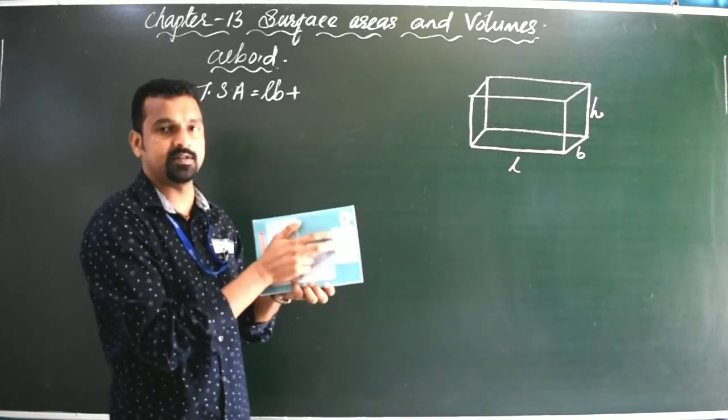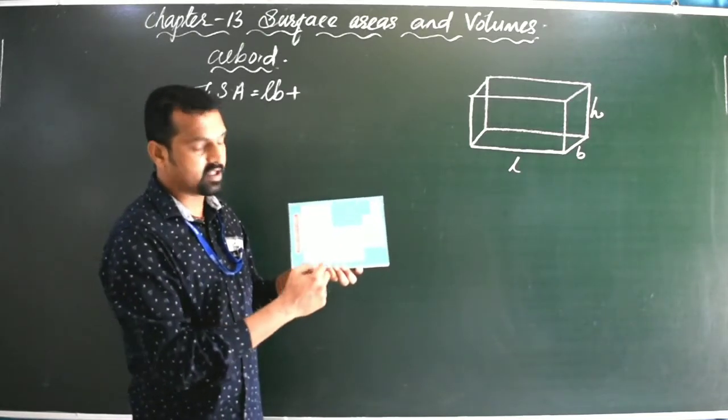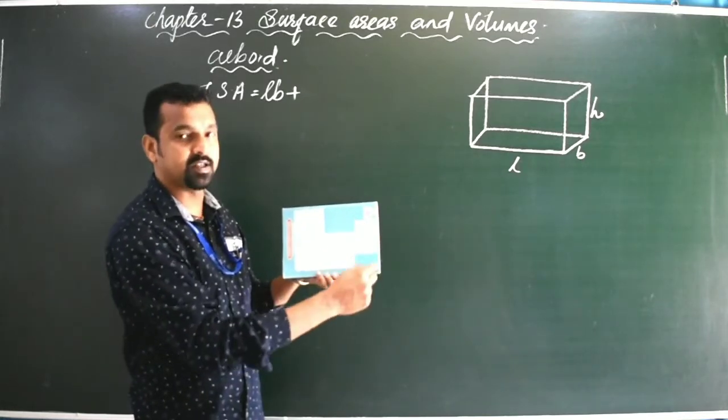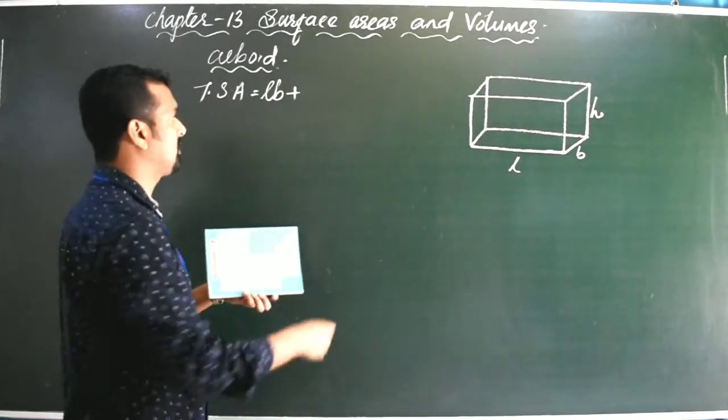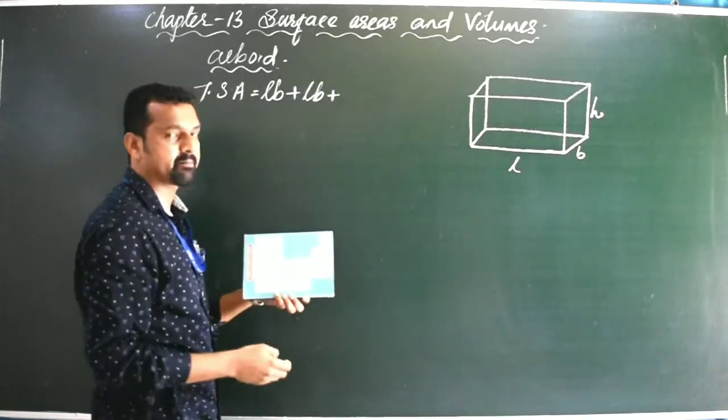What is the area of this face? The area of this face is equal to, this one also is in the form of a rectangle, and this one is the length and this is the breadth. So that also will come as length into breadth, that is LB. So we wrote 2 faces.